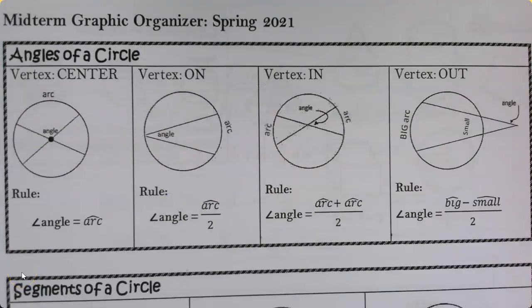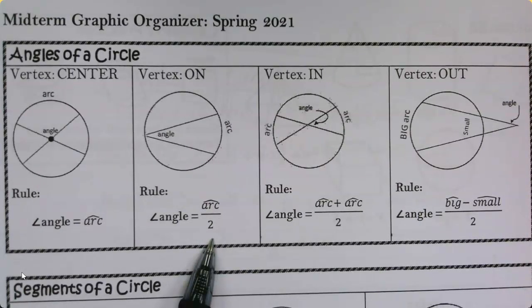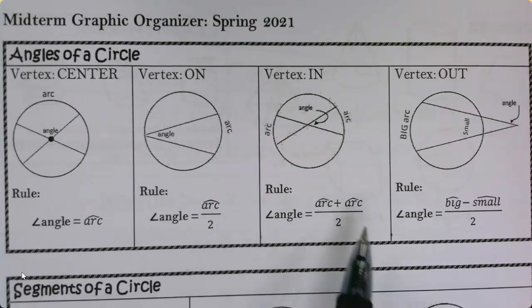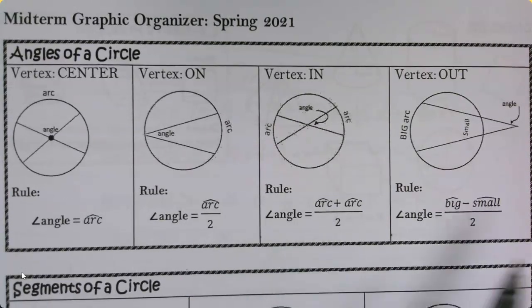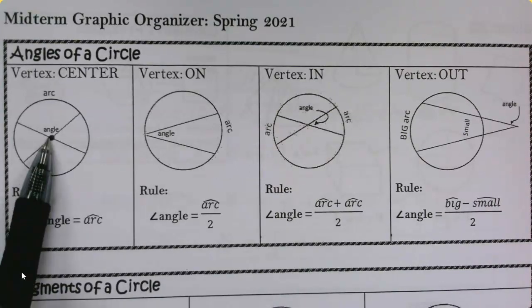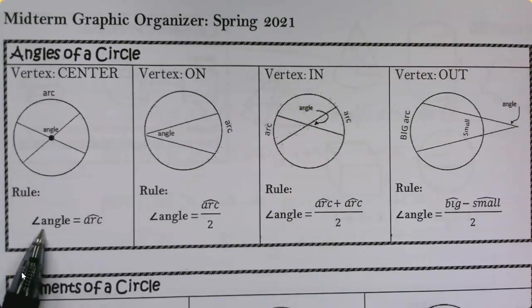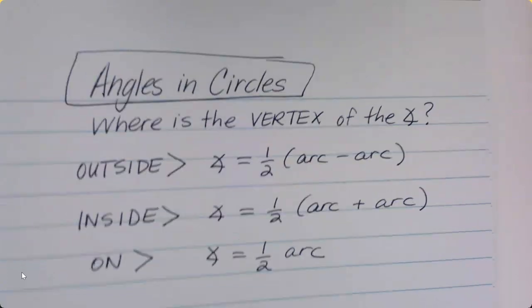Here is a graphic organizer where you can see these same rules written slightly differently. Instead of half, it says divided by 2. That's the same thing. Multiplying by 1/2 is the same as dividing by 2. So 1/2 the arc is divide the arc by 2. 1/2 the sum is add them together, then divide by 2. And again, this is the same as 1/2 the difference. Notice that I didn't write the central angle rule because the central angle rule is just that the angle is the same as the arc. Okay, so that's what we're going to be using here.